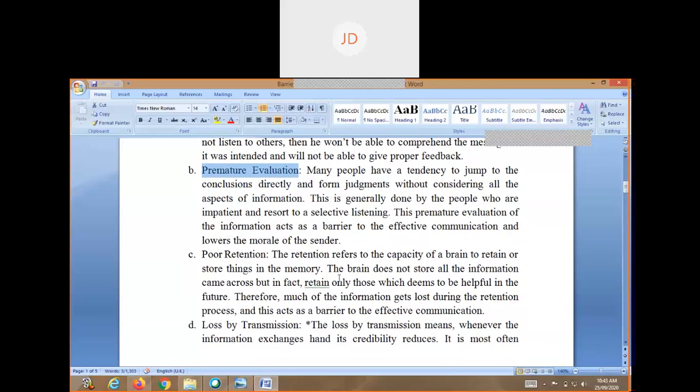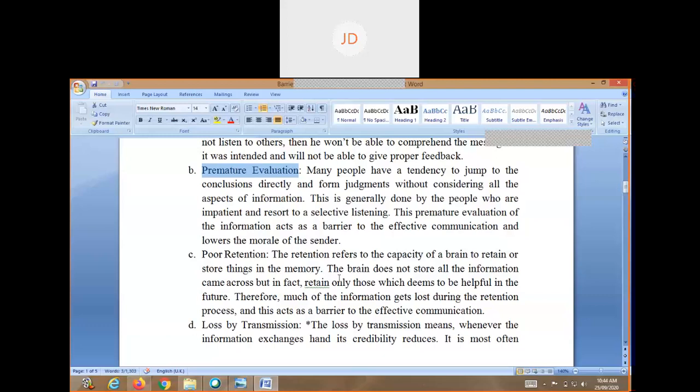Next is poor retention. Retention refers to the capacity of your brain to store things in your memory. Day to day we see a lot of things, we notice a few things, and then we remember only one or two things, isn't it? If you keep on forgetting things, the things which are important to you, that is known as poor retention. When you have low capacity to store things in your memory, when you keep on forgetting things, and especially important things, then that is known as poor retention.